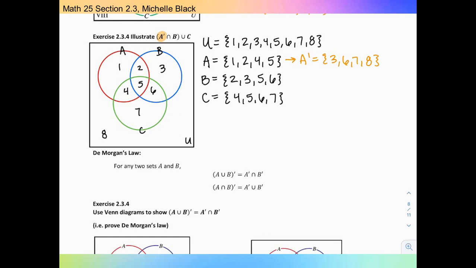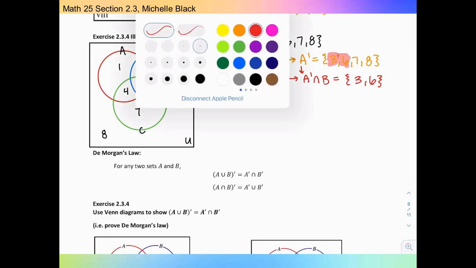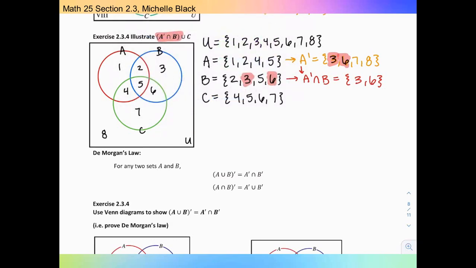Now I have my A complement and I have B, so I can figure out their intersection. So I'm basically going to mix these two sets together. Look at these to figure out their intersection. Remember, that's going to be the things that they have in common. So I see that they both have a 3 and a 6. So now I know what A complement intersect B looks like.